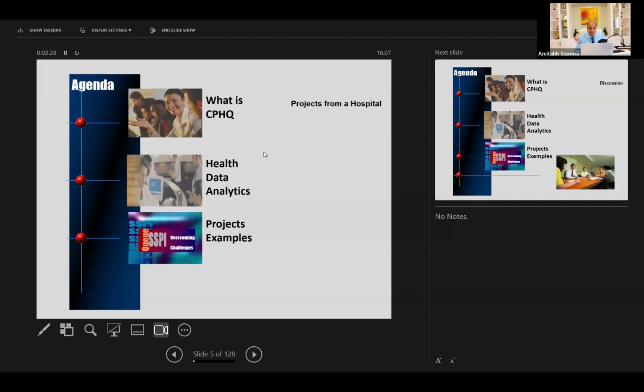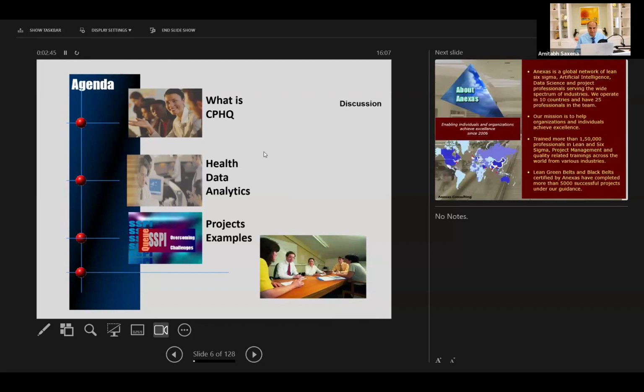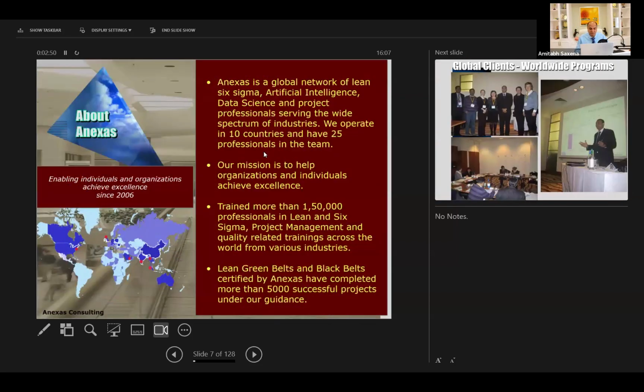I'll show you some projects from hospitals, how healthcare quality professionals have applied these tools and techniques, and how they have improved quality, saved costs for the hospitals, and also improved patient safety. About the organization, we have been around for 20 years, and we have trained more than 150,000 professionals around the world, including CPHQ, Lean, Six Sigma, quality, in almost all fields, data analytics, AI.